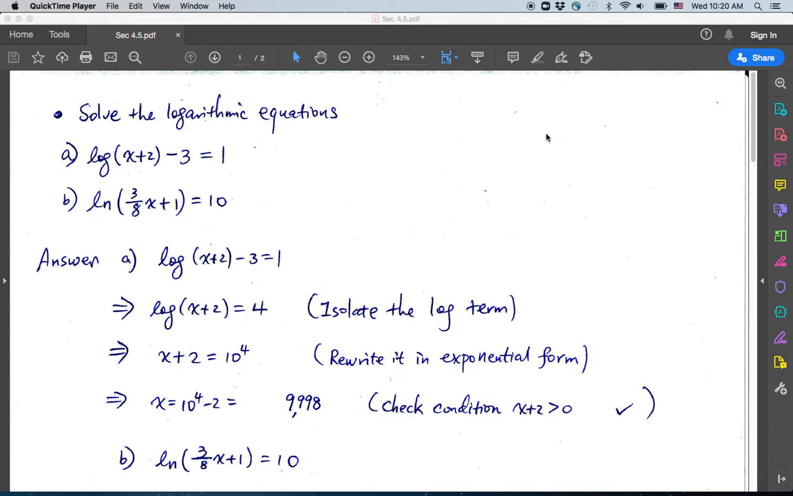Today we will start by solving some logarithmic equations, then we will look at some word problems. So let's look at the first equation. Log of x plus 2, minus 3, equals 1. The strategy is to isolate the log term by moving everything else to the right-hand side.